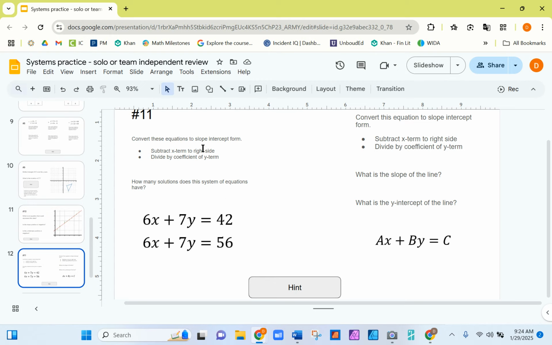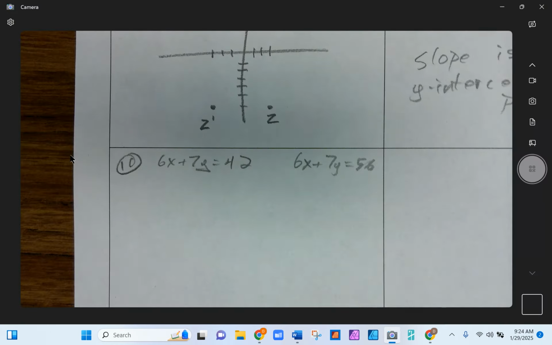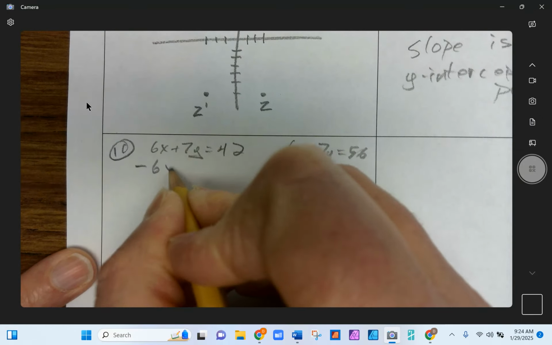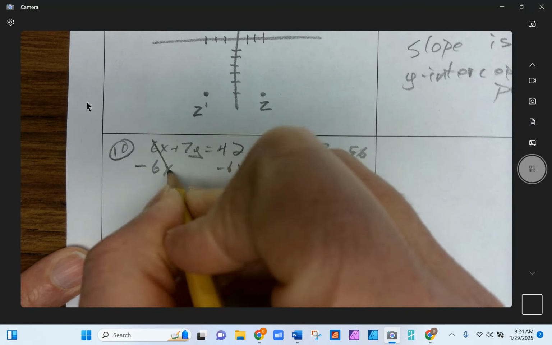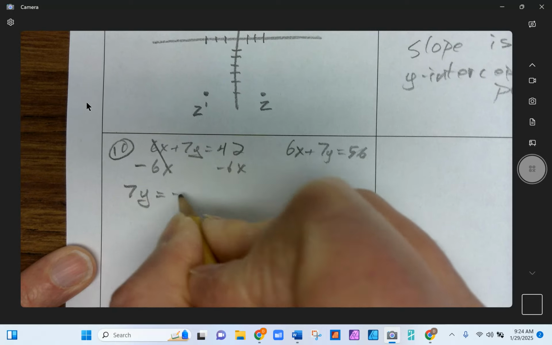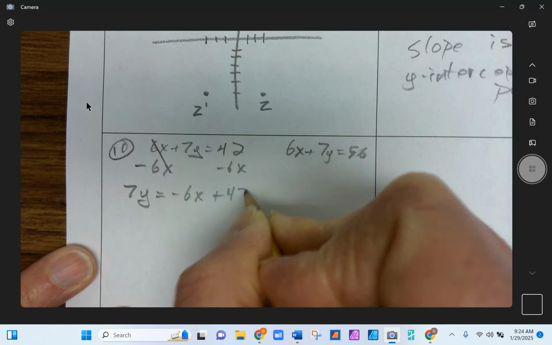Number 11, convert these equations to slope-intercept form. So the idea here is you subtract the x term to the right side and divide by the coefficient. So this is number 11, so I'm just going to write them down. 6x plus 7y is 42, and then 6x plus 7y is 56. All right, so I subtract the x term. I've got 7y equals -6x plus 42.